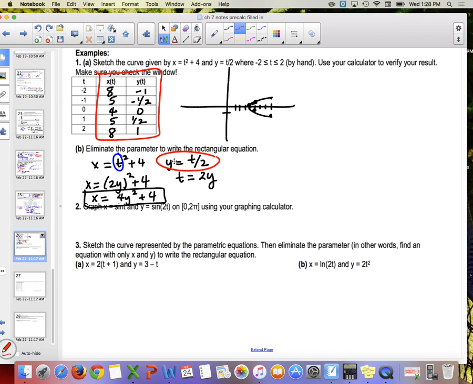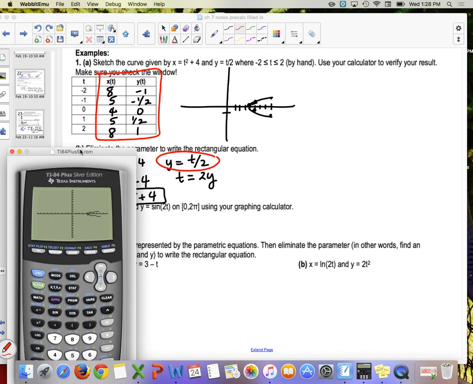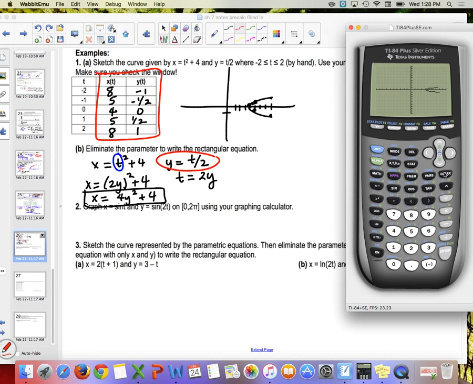All right, the next one says graph x equals sine of t and y equals sine of 2t using your graphing calculator. If you want to see what this little shape is, go to your parametric equations and put in sine of t and then sine of 2t into your calculator and hit graph. We want our window to be from 0 to 2 pi, so let's change that. So t min, t max, you're changing.